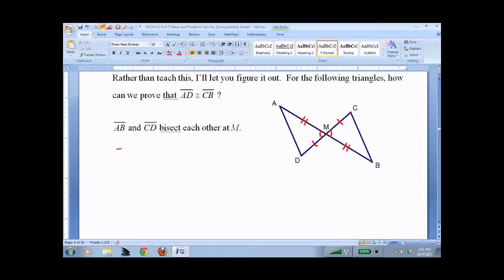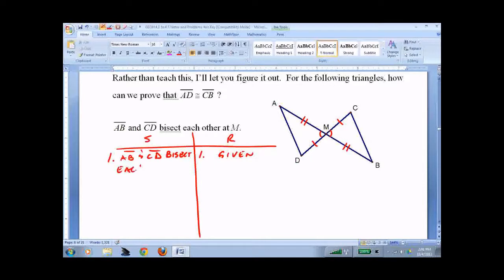So set up your proof. And again, I would pause the recording and see if you can do it yourself. So I'm going to do the proof now. See if you guys can figure this out. Your given is that AB and CD bisect each other at M.